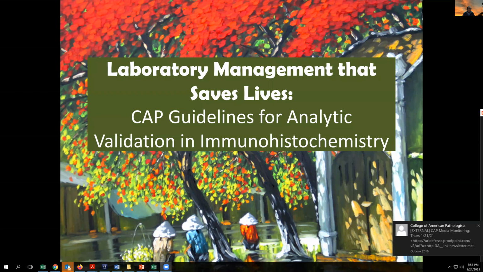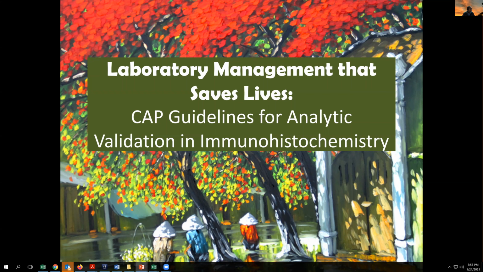Welcome to the first in our series of laboratory management that saves lives. Our topic today will be the CAP guidelines that have been proposed for some years now, having to do with analytical validation for immunohistochemistry. Our intent is to talk about the things that you can do in your laboratory to make sure that the patient results you're providing really do what they're intended to do and can provide some degree of predictability as to response and certainty of diagnosis.